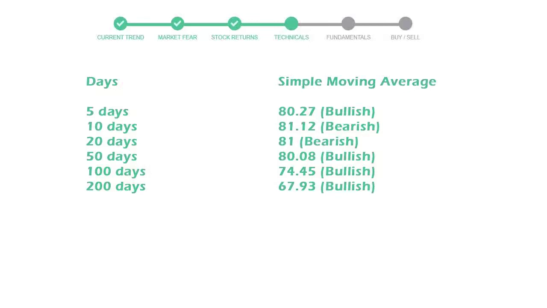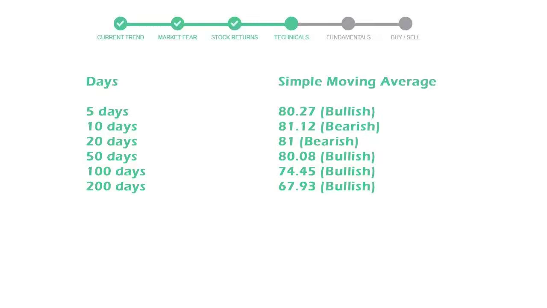Moving average indicates what could be the next footprint of the stock price in the near future. The 5-day average is 80 with a bullish indication. The 10-day is 81 with a bearish indication. The 20-day average is 81, which is a bearish signal.